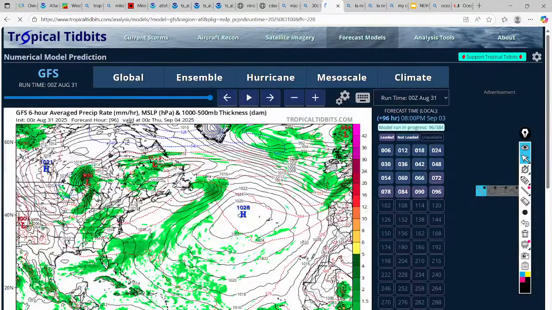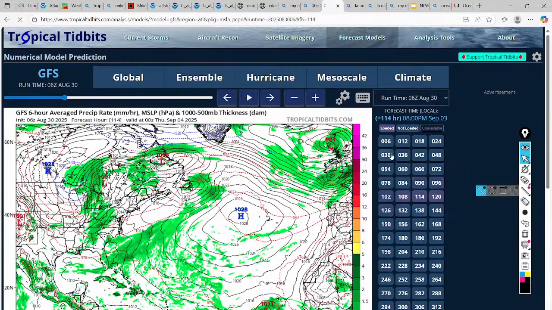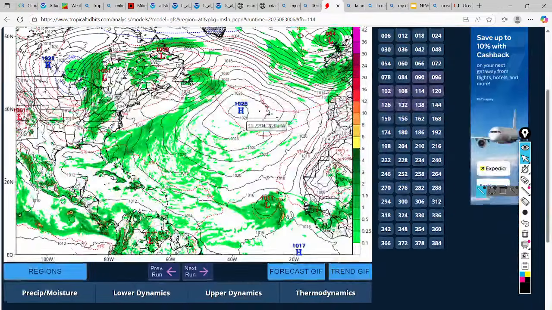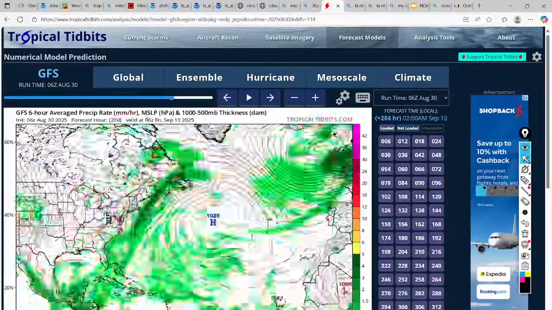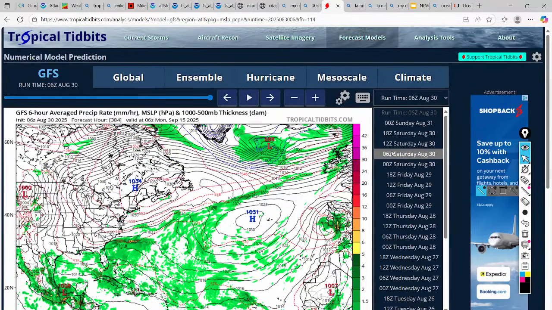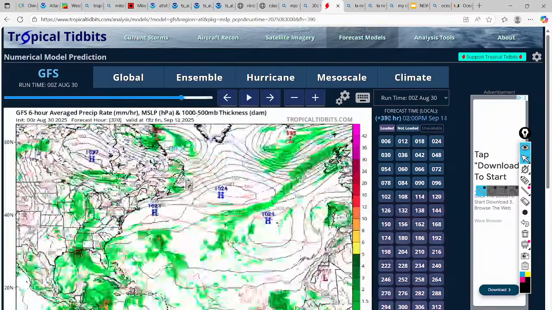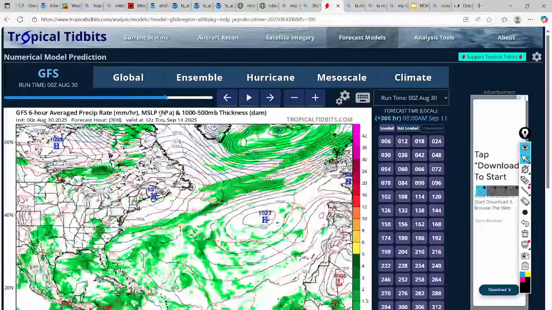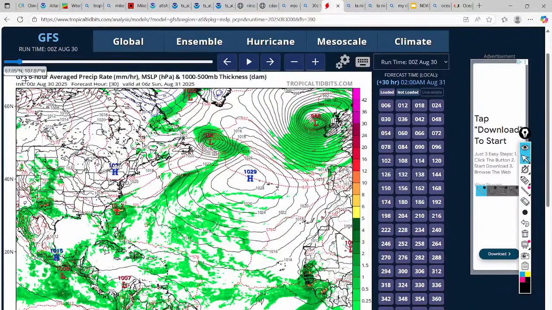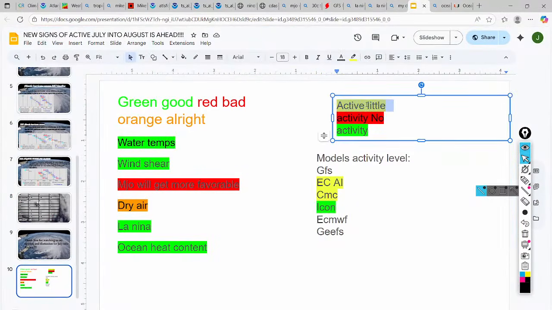GFS is always changing. I really want to see how things look. 18Z was busy. 12Z was not busy. When we take a look at this, this was 0Z, right? It's definitely flirting. I did not know this. This was the GFS. You want to say orange? All right, we're going to do them orange.